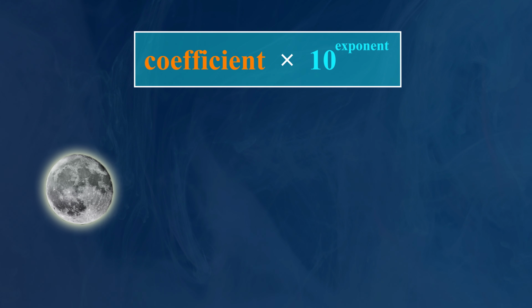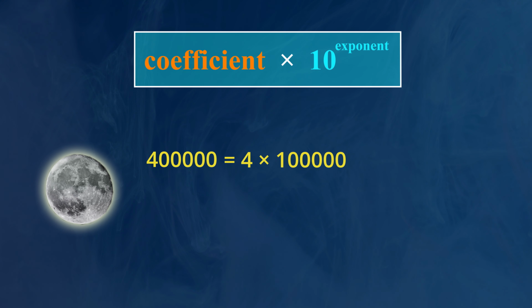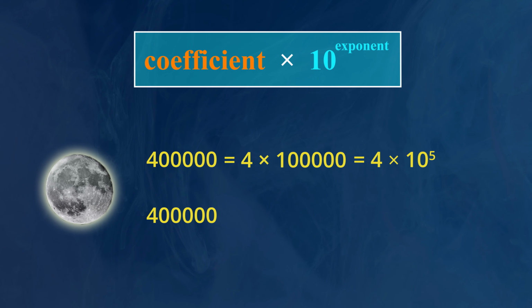Another example. The distance from the Earth to the Moon is about 400,000 kilometres. That's 4 multiplied by 100,000, and 100,000 is 10 to the exponent of 5. Let's do the quicker way.